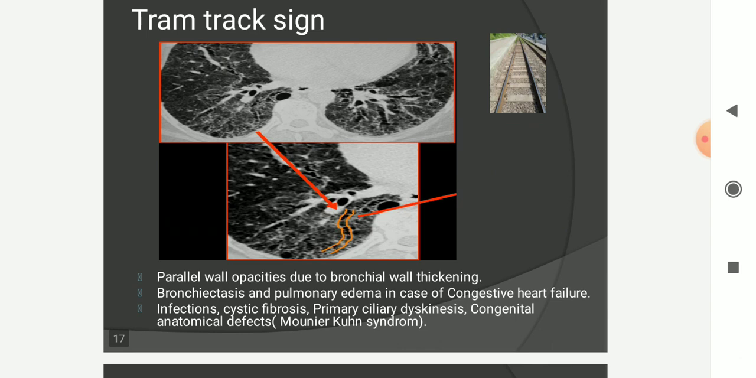The tram track sign is also related to your lungs, and most probably is seen in bronchiectasis. Bronchiectasis is a condition in which the bronchi become dilated and the structure can be changed. So it is a structural defect, and here they describe parallel wall opacities due to bronchial wall thickening: bronchiectasis, and pulmonary edema in case of congestive heart failure.